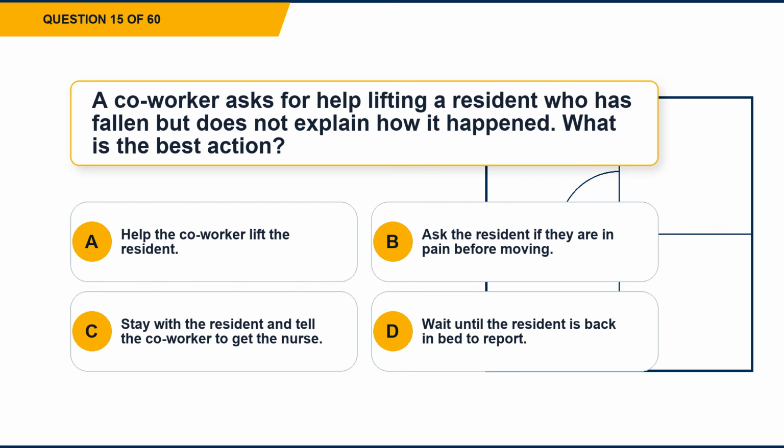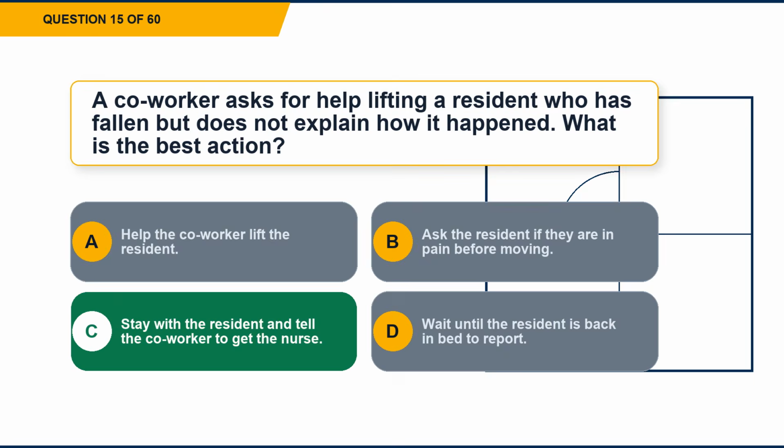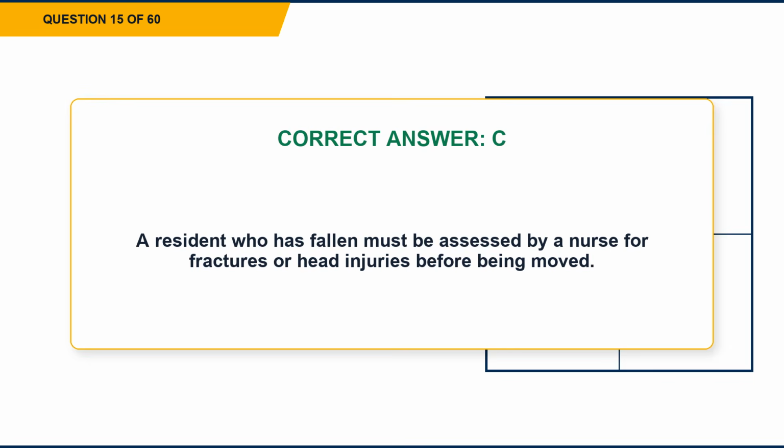Question 15. A coworker asks for help lifting a resident who has fallen but does not explain how it happened. What is the best action? Option A. Help the coworker lift the resident. Option B. Ask the resident if they are in pain before moving. Option C. Stay with the resident and tell the coworker to get the nurse. Option D. Wait until the resident is back in bed to report. The correct answer is option C. Stay with the resident and tell the coworker to get the nurse. Explanation. A resident who has fallen must be assessed by a nurse for fractures or head injuries before being moved.